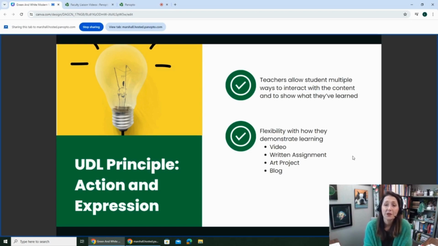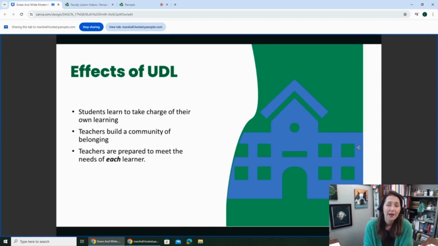So with UDL principles, teachers allow multiple ways to interact with the content to show what they've learned. So you're not just saying write a discussion board, you're giving them multiple ways that they can demonstrate that knowledge. And this flexibility of demonstration can be done through a video, a written assignment, maybe some creative outlet like an art project or a blog even. Now, the effects of UDL are that students take charge of their own learning, and teachers really are able to build a community of belonging in that all students are able to be at their level and be able to interact with the course. And it meets the needs of each learner.